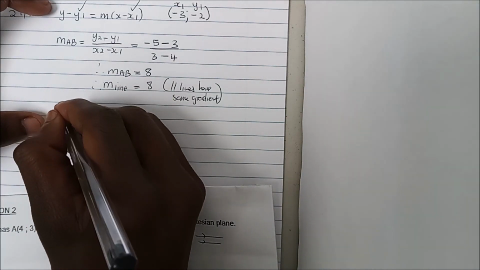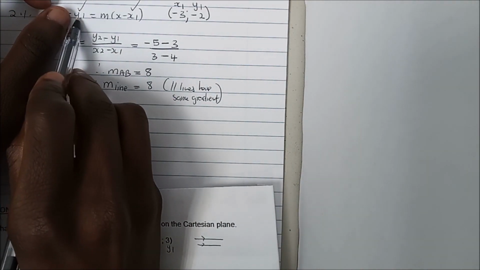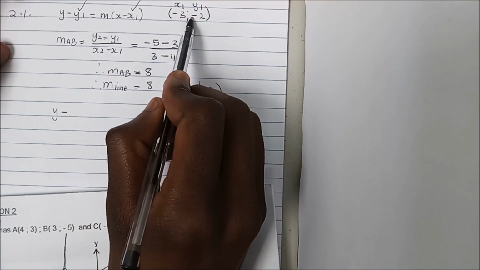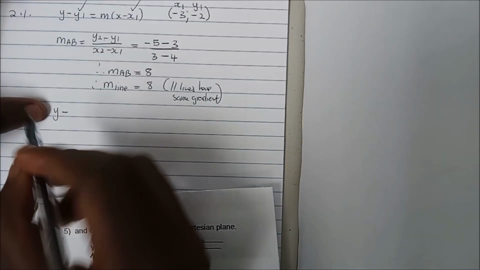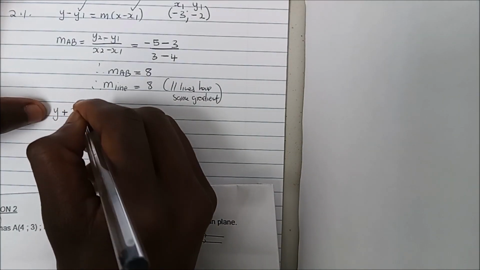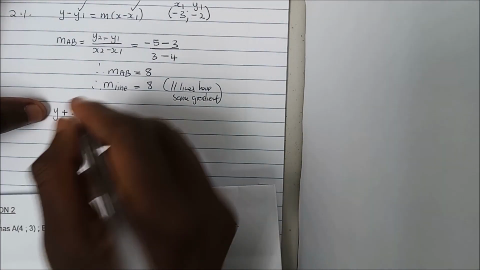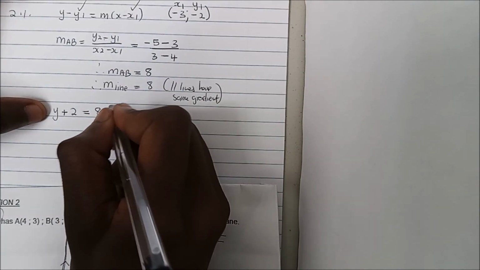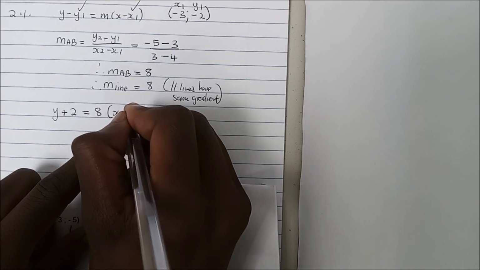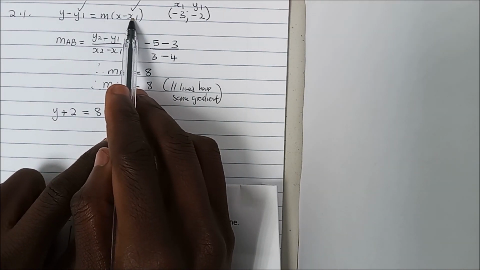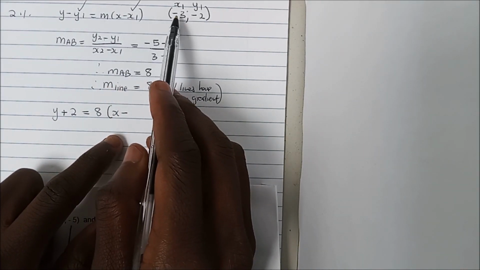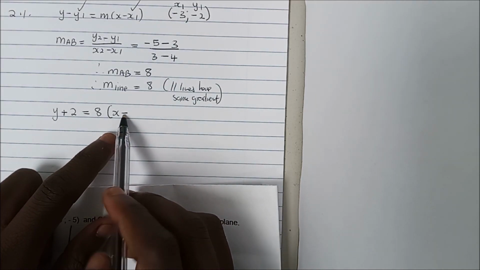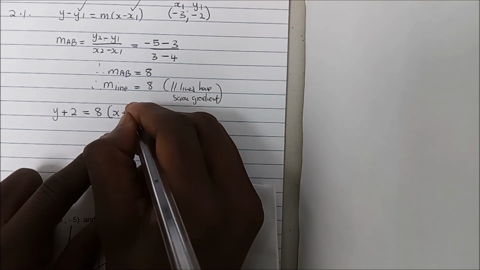So we have y minus, what is your y1? Our y1 is -2. So this negative and this negative will make positive. So we have 2 equals, what is the value of m? That is 8. And then we have x minus, and that's going to be x1. What is the value of x1? That is -3. So this negative and this negative from the formula will make positive.